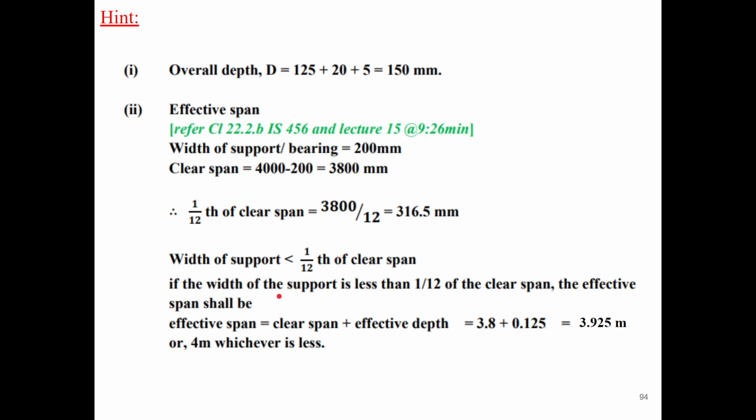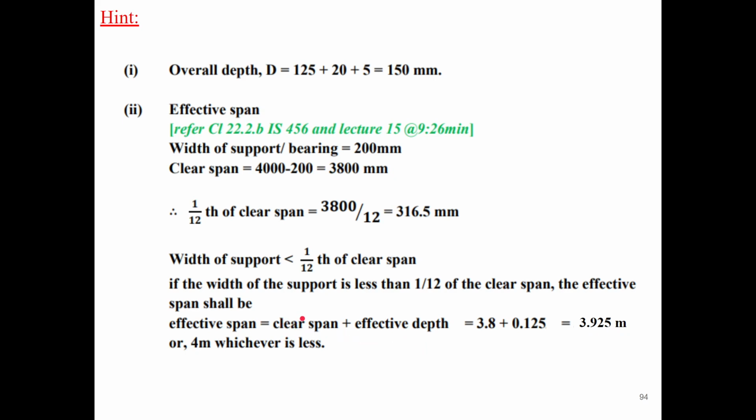So the width of support is 200, which is less than 316.5. So we can design it with the effective span as per the simply supported RCC case, which is nothing but the clear span plus the effective depth. So clear span plus effective depth is generally taken.